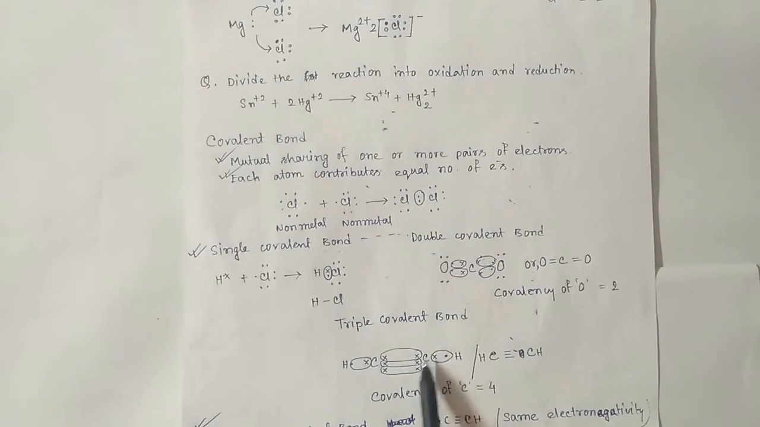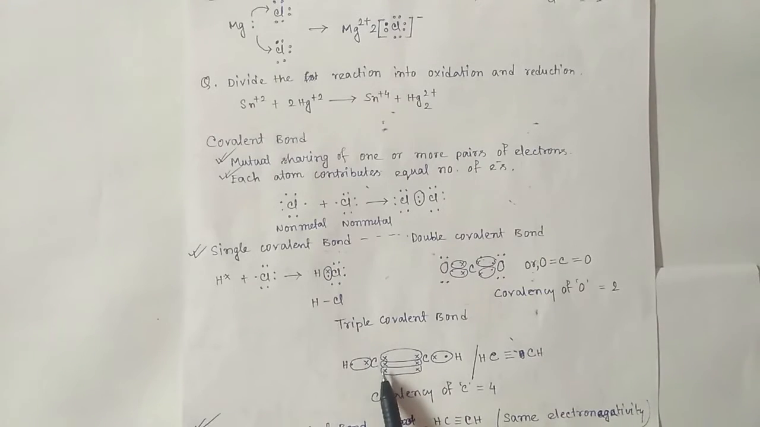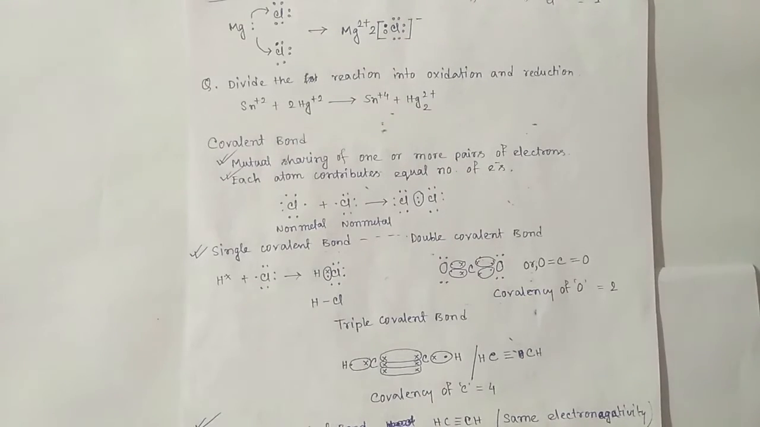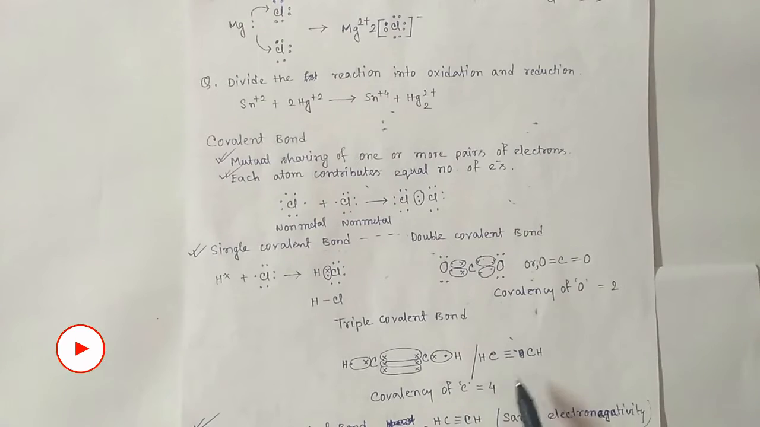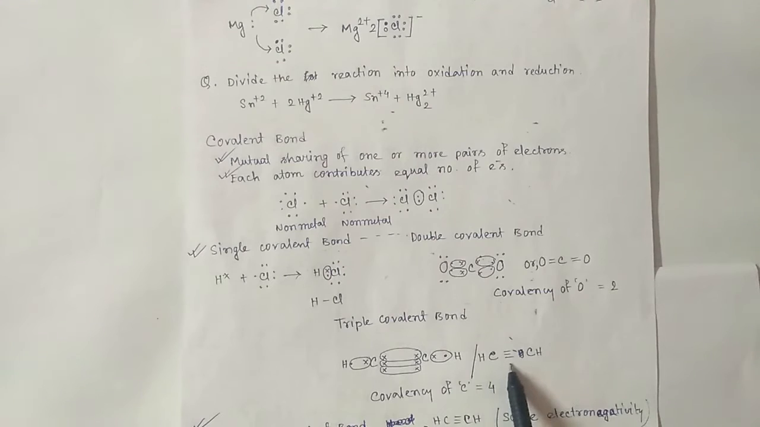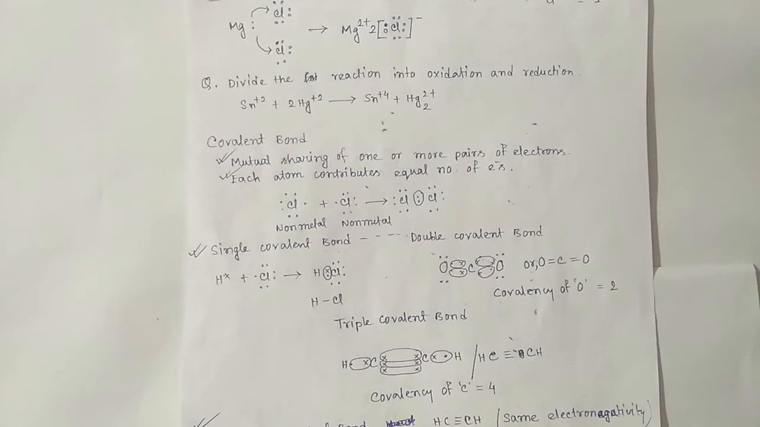Next, move on to triple covalent bond. Similarly, here carbon has 4 outermost electrons. So here 3 covalent bonds will be formed between 2 carbon atoms, and 1 with the hydrogen atom. So this is the structure of acetylene, where the covalency of carbon is what? 4, as each carbon is forming 4 covalent bonds with the other carbon and hydrogen. Okay, I hope you understand.